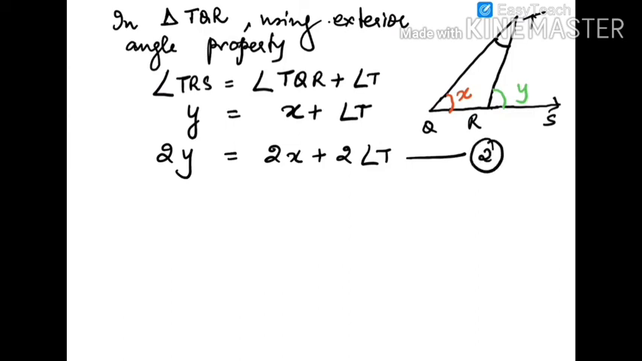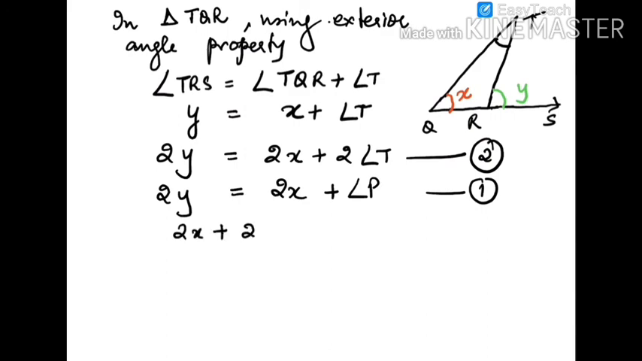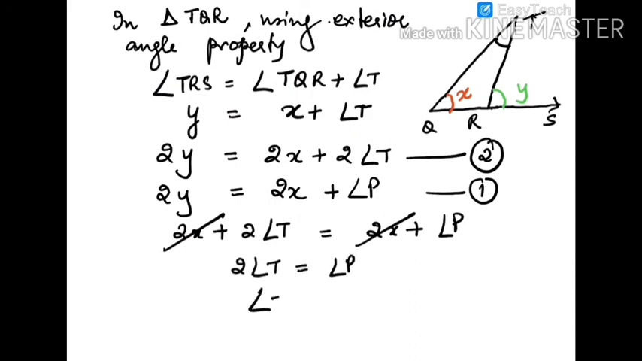In the earlier slide, we got the first equation as 2y equal to 2x plus angle P. Comparing these two equations, their left hand side is same, so equating their right hand sides, we get 2x plus 2 times angle T equal to 2x plus angle P. Equal quantities on both sides of the equation get cancelled, so 2 times angle T is equal to angle P, or angle T is equal to angle P divided by 2. And this is what we have to show.